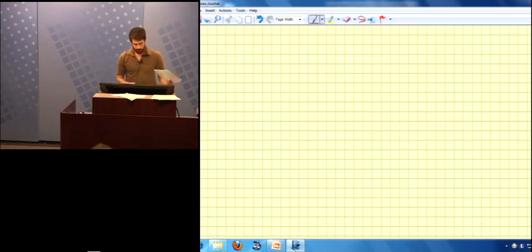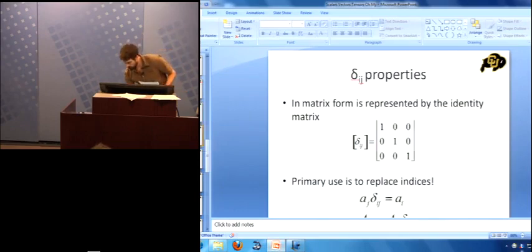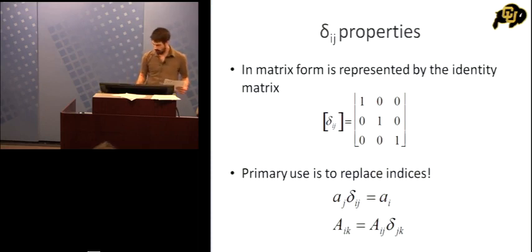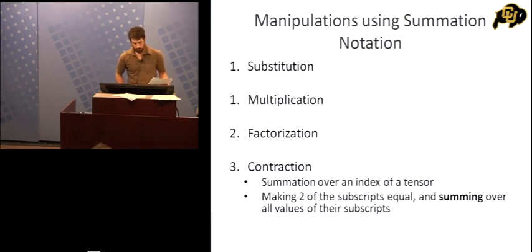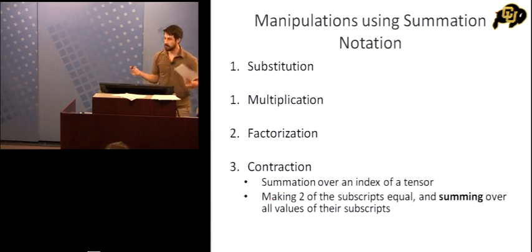All right, so the next thing I want to talk about, now that we have an idea of how to use these, is how we manipulate algebraic expressions using the summation convention. When we do algebra, we're constantly doing one of these things. We're either doing substitution, where we have some expression that is equivalent to, say, a variable, and then we plug that whole expression in for the variable. Or we have multiplication, or we're factoring something out. Let's see a couple of examples of what this actually looks like in index notation.